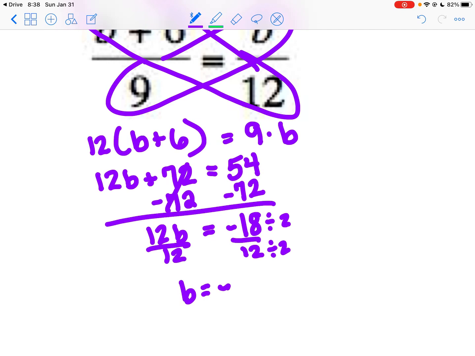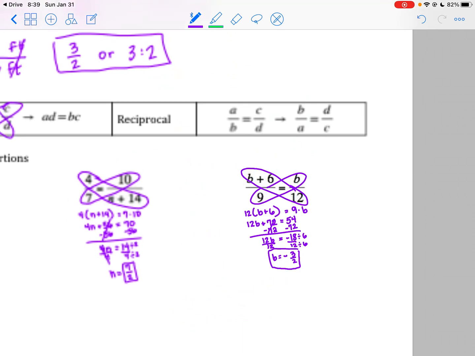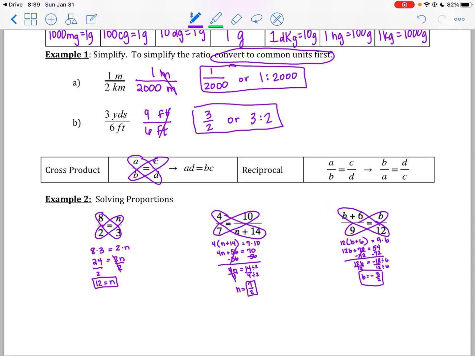So if I divide by 2, that would be negative 9 over 6. That one's also divisible by 3. So really, I didn't divide by my greatest common factor. My greatest common factor between those two would have been 6. And that'll give me negative 3 over 2 as the value of my variable. So negative 3 over 2 is b. So we can use cross products to solve. It's not always going to give us a whole number as our answer for the value of the variable.